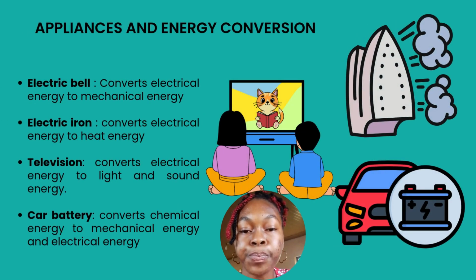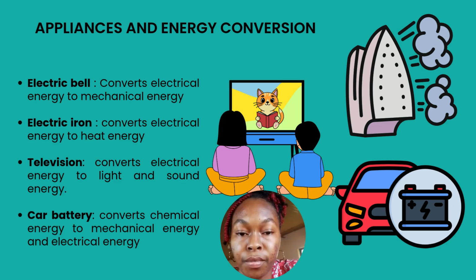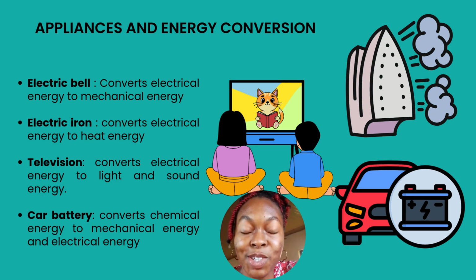Okay, so let's look at some appliances and their energy conversion. The first one is the electric bell. Now, this converts electrical energy to mechanical energy. So, another example is the electric iron. It converts electrical energy to heat energy.